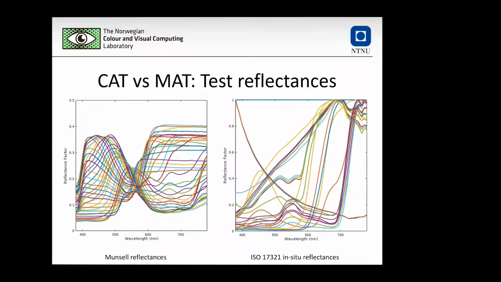These were the reflectances that we tested in that paper. You can see we use these Munsell glossy, which is the set that Max used to train the waypoint normalization in the first place. We also use the in situ reflectances from ISO 17321. It's a smaller set, but it's perhaps more representative of real world colors as opposed to things like colorants and so on.